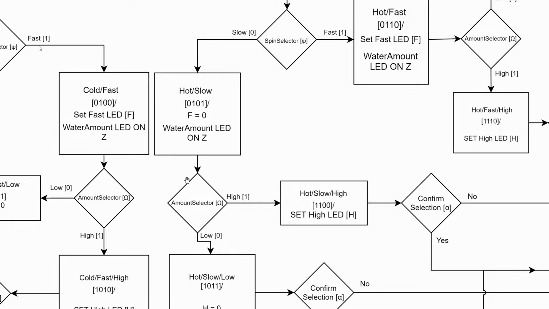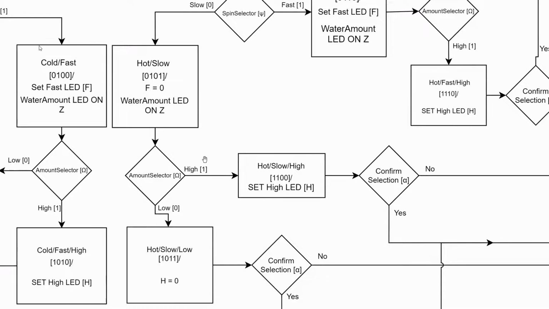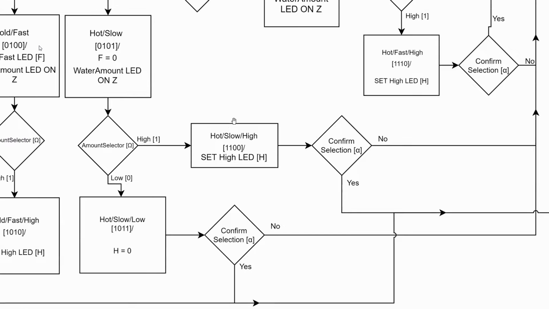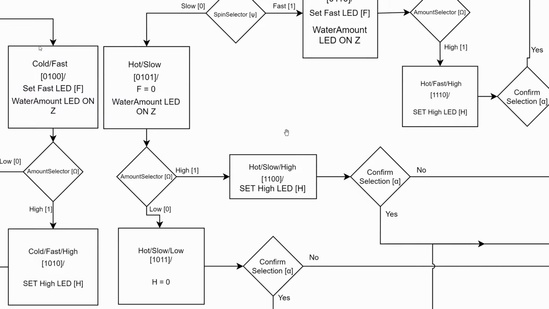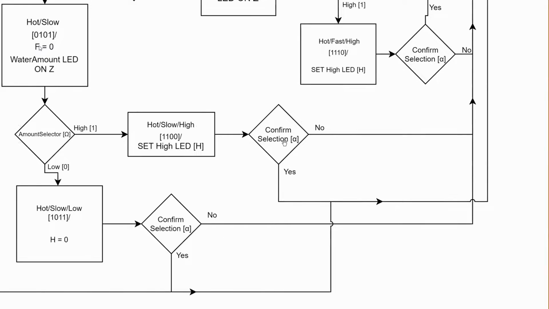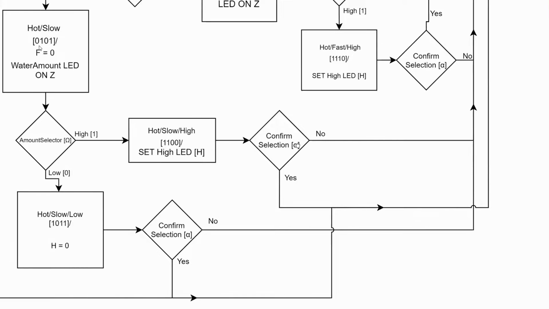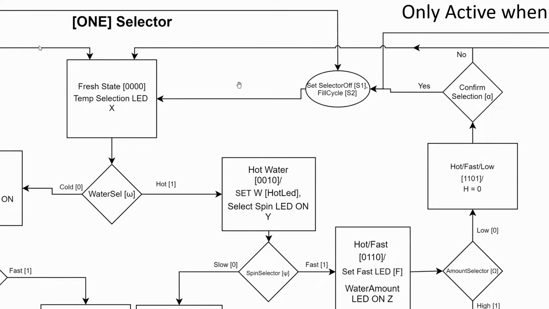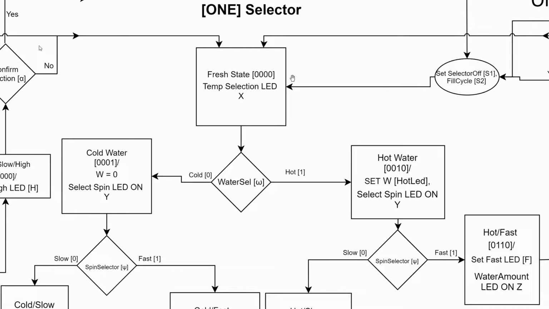In this instance, let's just imagine that they chose high. So now they're in the hot, slow, high. It'll set on the high LED, and after which they could either confirm their choice or decide they don't want that choice. In the event where they said no, it would go all the way back to the fresh state, and it would reset all their choices and turn back on the temp selection LED.